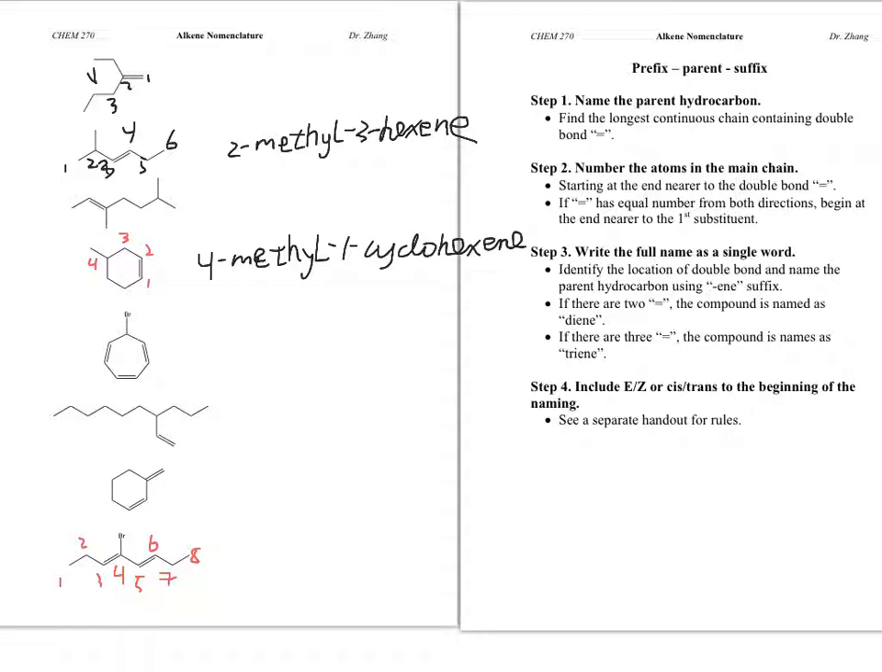So the name of this compound would be 4-bromo-3,5-octadiene. There's a comma between the numbers.